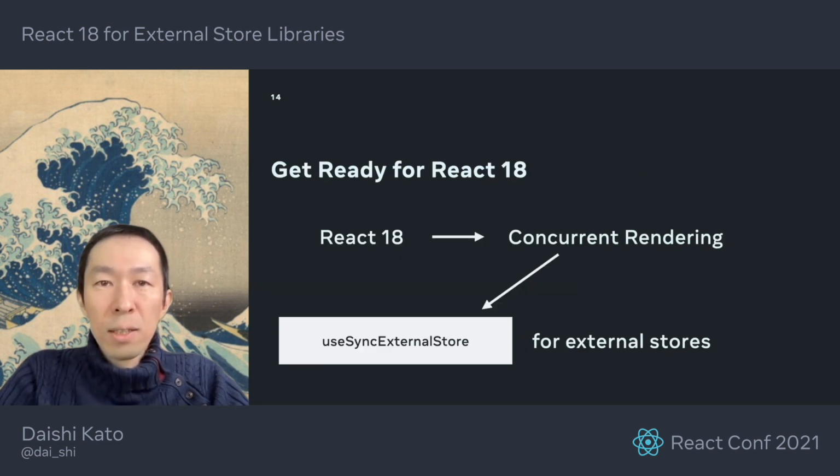Let's wrap up the talk. React 18 introduced a new feature, concurrent rendering. Traditional solutions for external stores may not work in some edge cases. To this end, React 18 provides a new hook called useSyncExternalStore. There's a package with the same name, which also works with previous versions of React. Library maintainers are encouraged to consider migrating to the new hook from today.